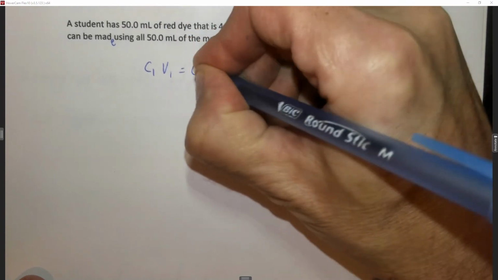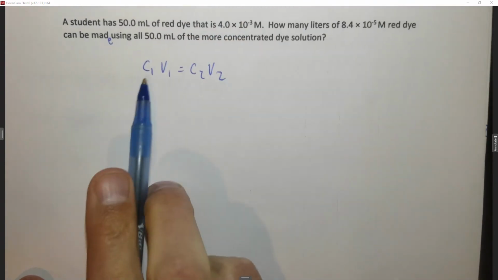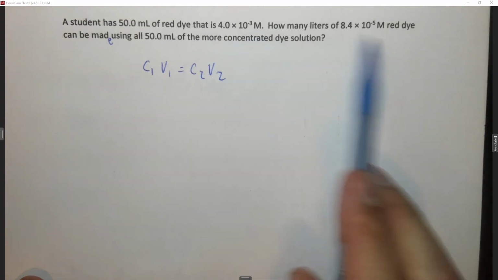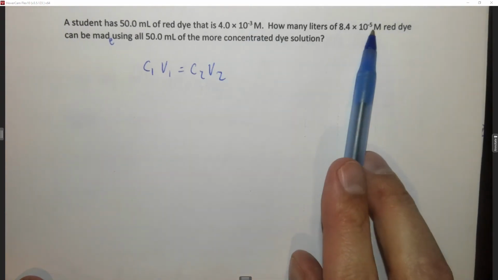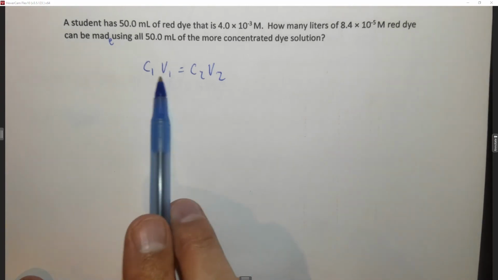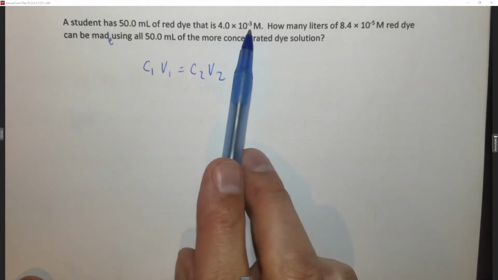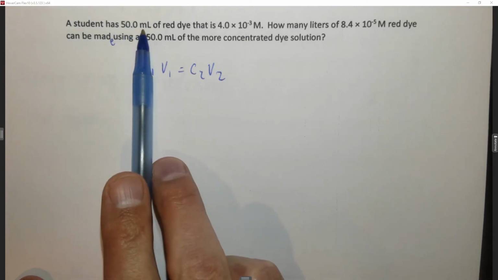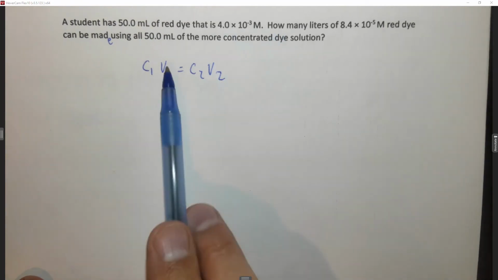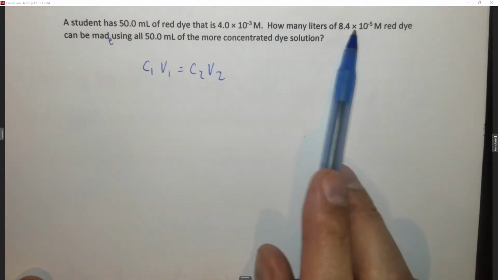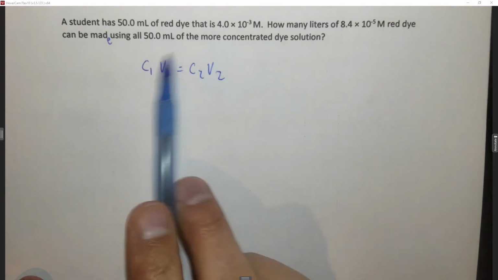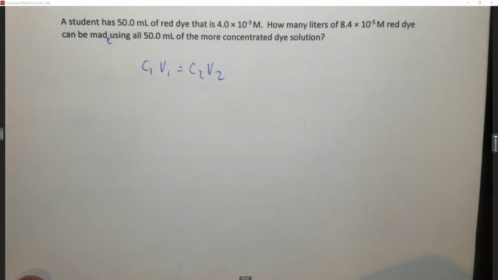C1V1 equals C2V2. C1 is the more concentrated one. In this case, 4 times 10 to the minus 3 is much more concentrated than 8.4 times 10 to the minus 5. V1 is the amount of the more concentrated solution we have, the volume of it. In this case, 50 milliliters is what we have. So this is C1, this is V1. C2 is the concentration that we're trying to make, and V2 is the variable. That's the how much can we make, what volume in milliliters.